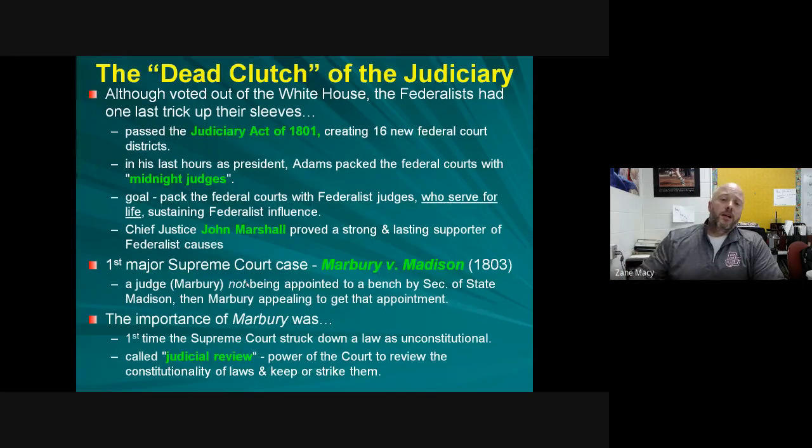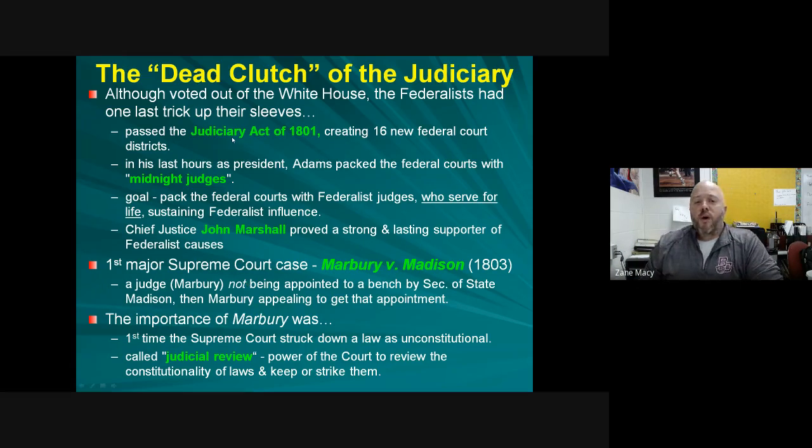Now, I'd mentioned the three branches of government and the expansion of the powers of the Supreme Court after the Constitution was written. Even though the Supreme Court was established with the Constitution being ratified in 1789, you're really not going to see until 1803 that the Supreme Court really asserts its authority in terms of maintaining checks and balances and the balance of power between our three branches of government.